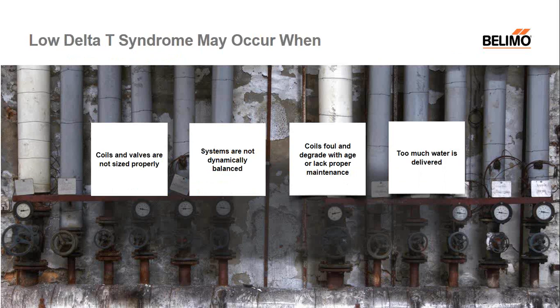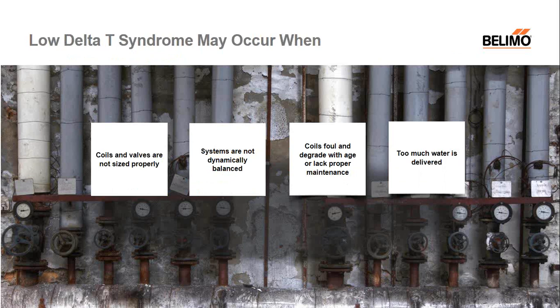Systems are not dynamically balanced. Here we're talking about pressure dependent valves as well, so not having pressure independent valves in the system. So the valves are at the mercy of the pressure fluctuations within the system. The valves are going to overflow and underflow as pressures oscillate within a system.